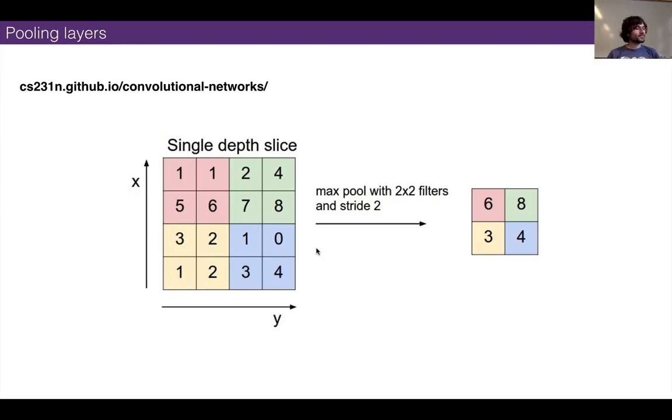Yeah? Why is it taking the maximum number and not doing average or something like that? There's also average pooling. And so you could do that. For whatever reason, max pooling seems to work better. But there's very little theoretical justification for it, strangely enough.